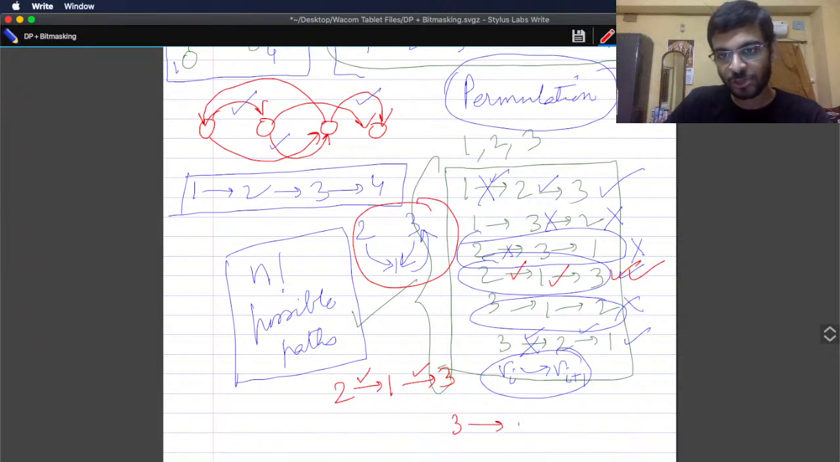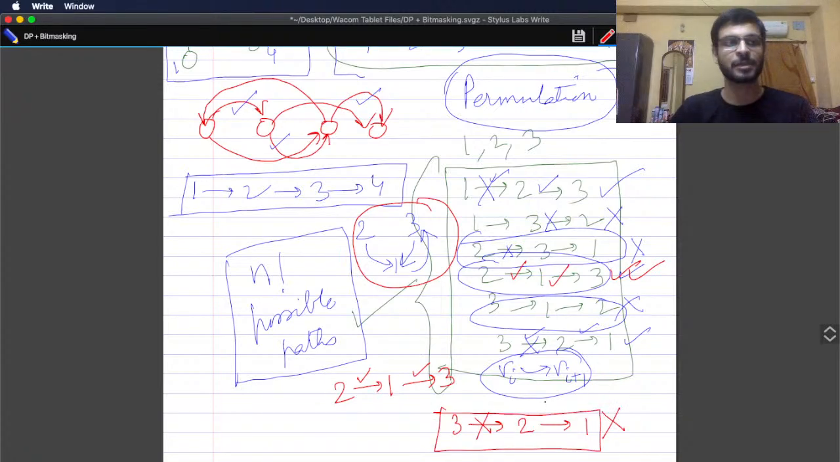So I have 3 to 2 to 1. What happens from 3 to 2? I cannot go because there is no edge from 3 to 2. So I say this path is not possible. This entire thing, if any of the edges is not possible, I will say this path is not possible.